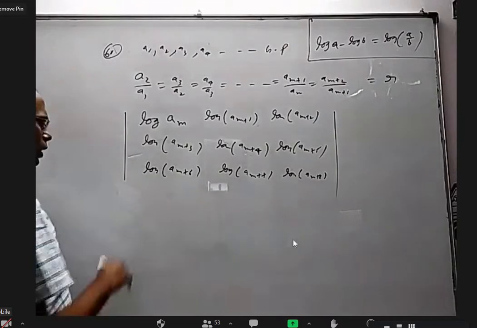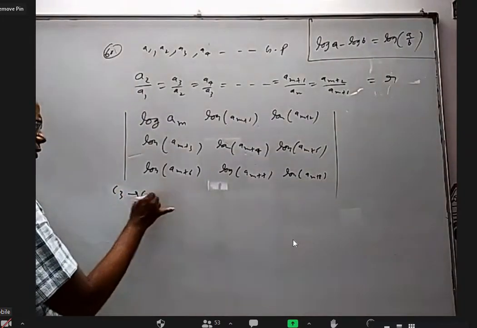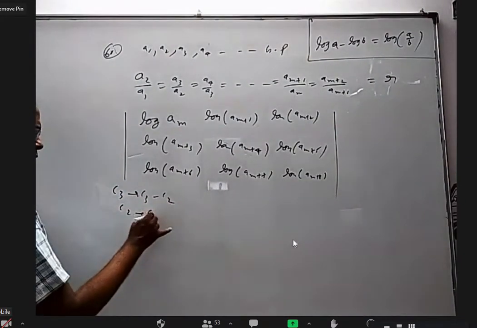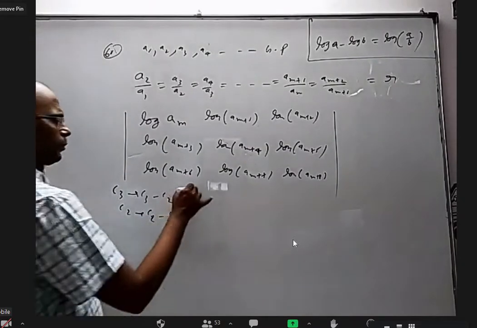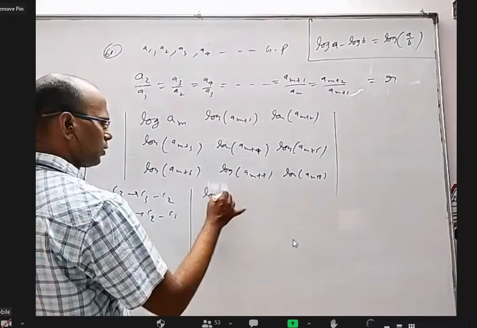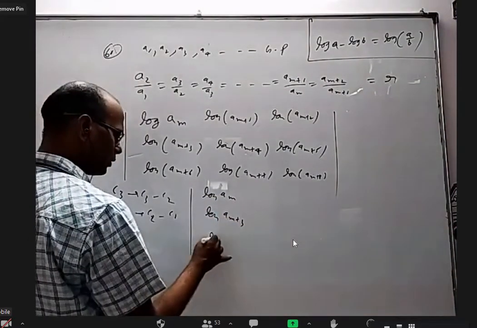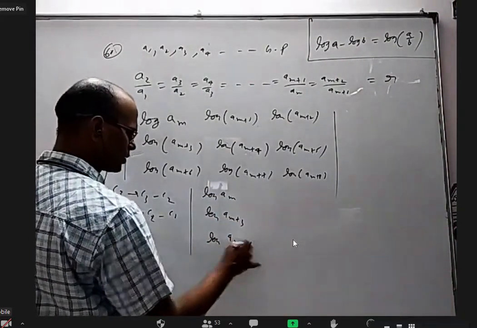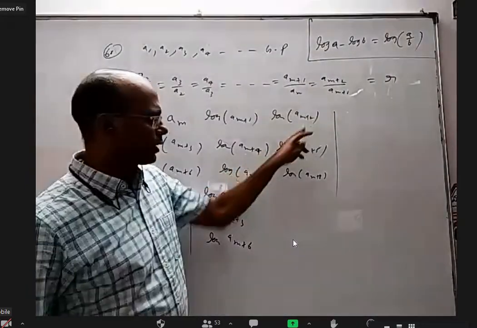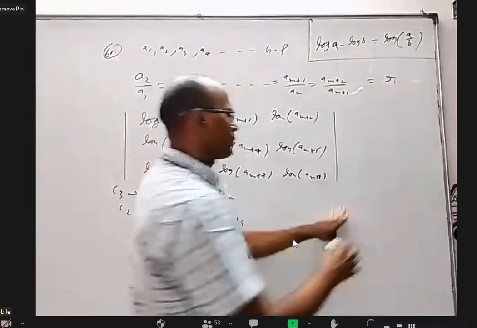Okay, now I'm going to write column 3 as column 3 minus column 2 and column 2 as column 2 minus column 1. I will get log AM plus 3, log AM plus 6. But I'll directly write some steps. What is the column 3 going to be now?